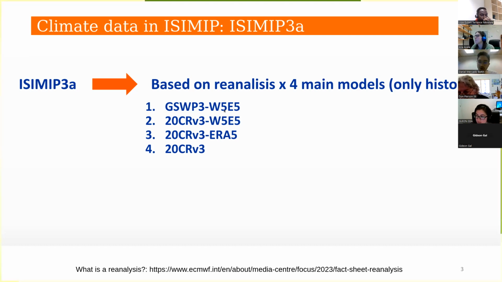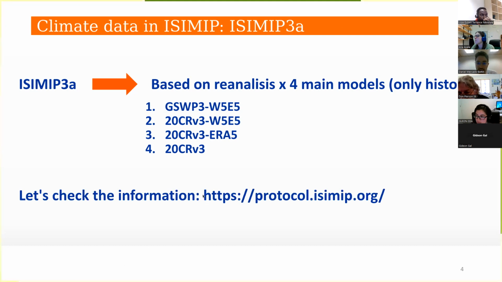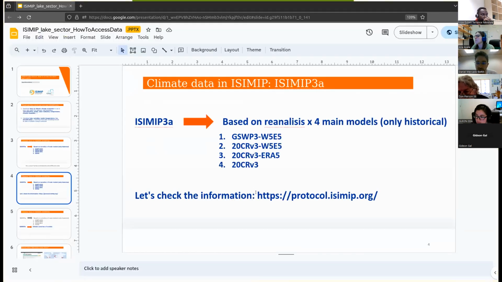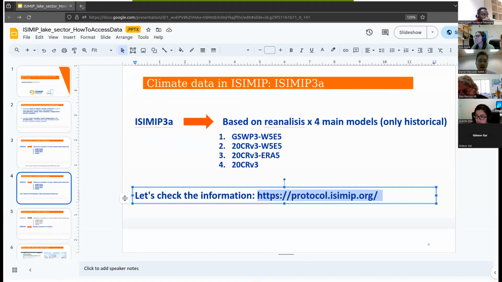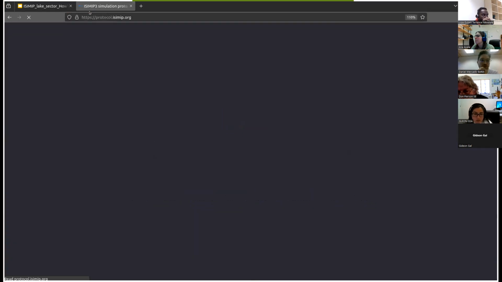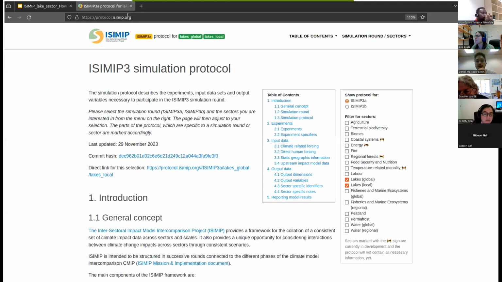So we have four main models for ISIMIP, and let's have a look immediately at the protocol just to see how it looks and how we can access it. So we just go to protocol.isimip.org, and then you will find this web page where you will find all the details about ISIMIP, about how to download the data, how to contribute if you want to simulate and obtain your own results, and then upload your results to the ISIMIP archive.